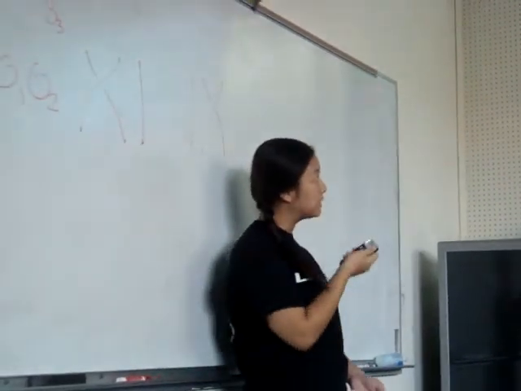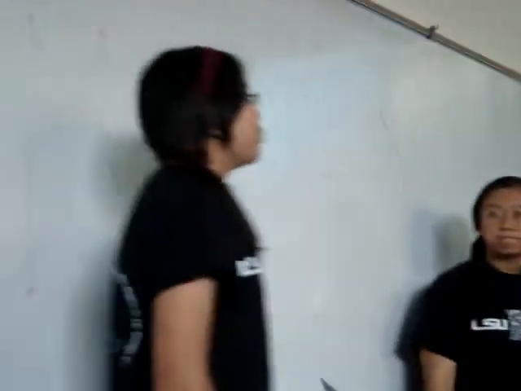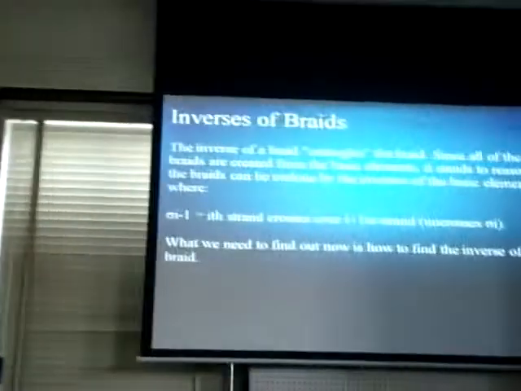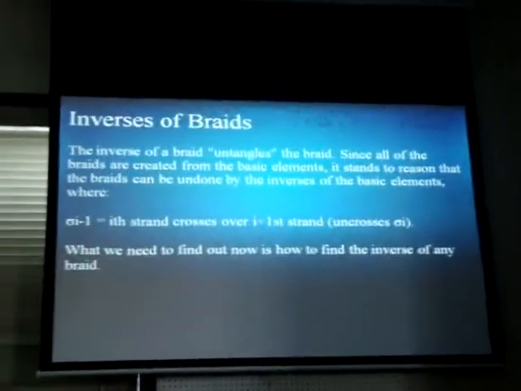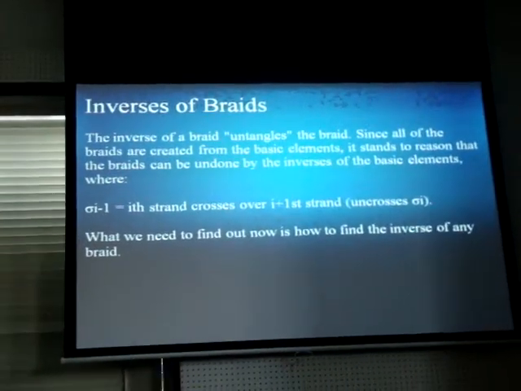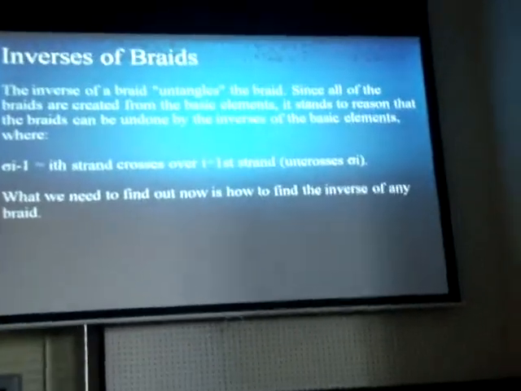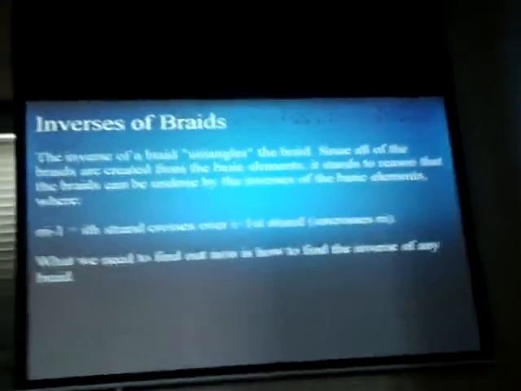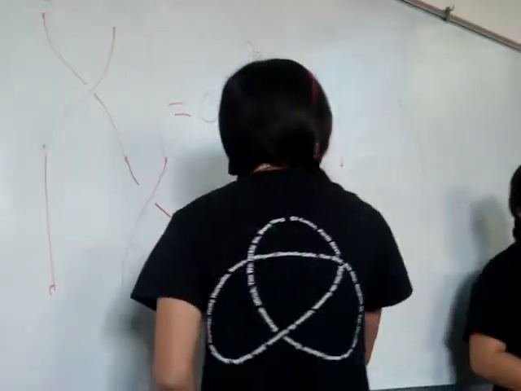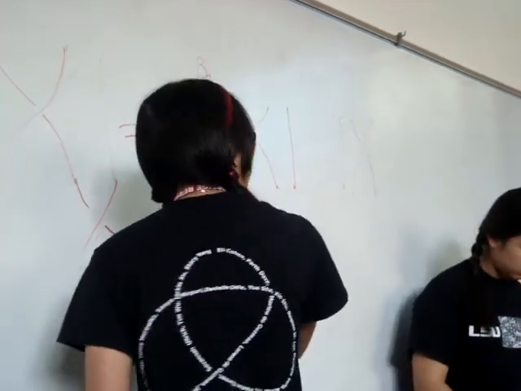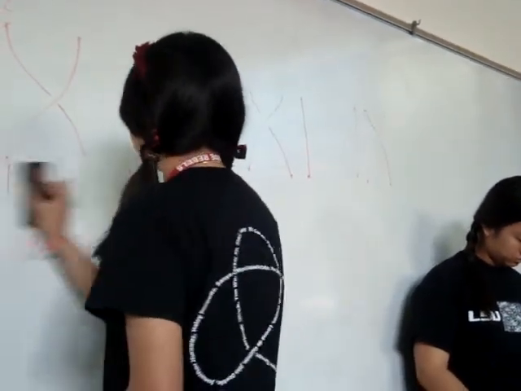And inverses. Okay, inverses of braids. The inverse of a braid undoes itself. The way you denote an inverse is sigma sub i inverse, where the ith strand crosses over the (i+1)th strand, which uncrosses sigma i. So now we need to find out how to find the inverse of any braid.